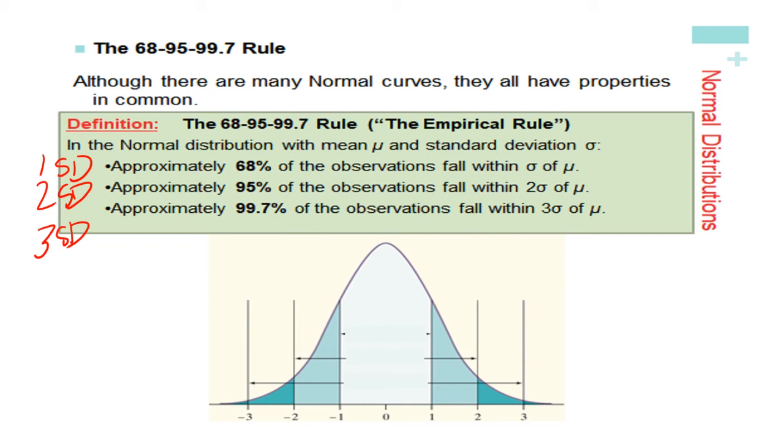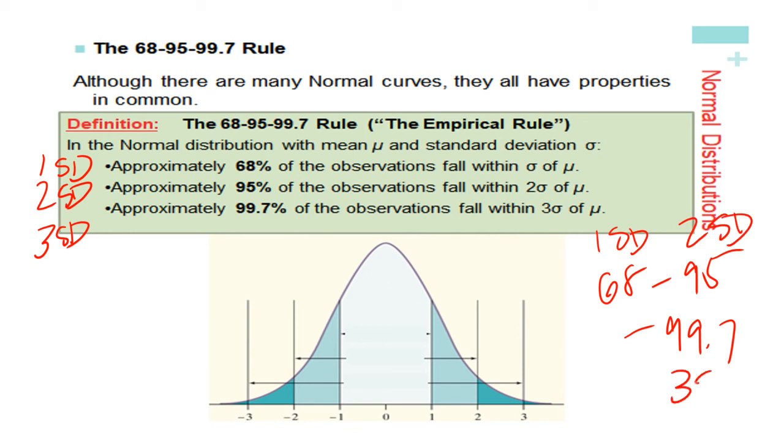So in every normal curve, you're going to remember this. It's going to be 68, 95, 99.7. 68, once again, is one standard deviation. 95 is 2. 99.7 is 3 standard deviations. So you just gotta remember this all the time.